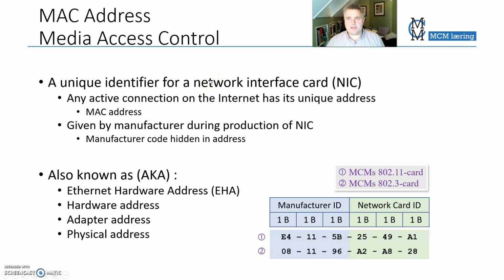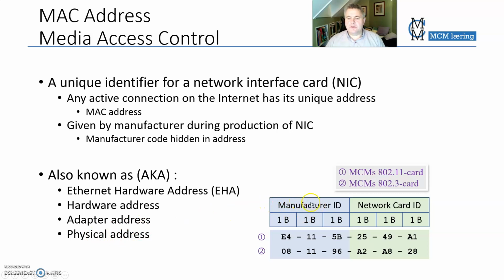So my PC actually has two MAC addresses, one for the wired network card and one for the Wi-Fi card, and it also has one for the Bluetooth. So there I have 3 MAC addresses on my computer. One address for each network card. It's given by the manufacturer during the production of the network card. Sometimes you will see it as an Ethernet hardware address, hardware address, adapter address, or physical address.